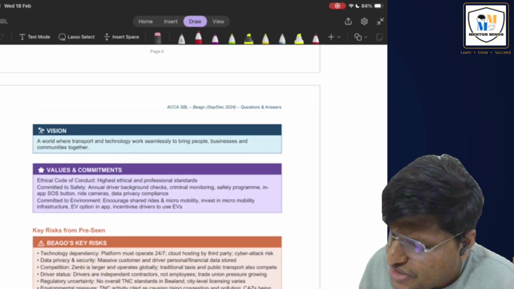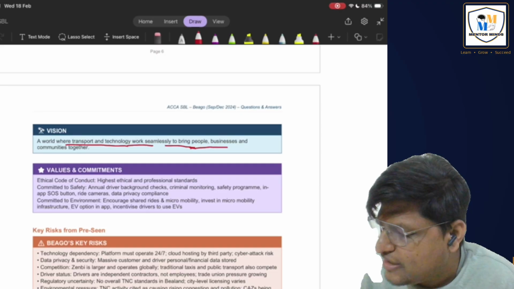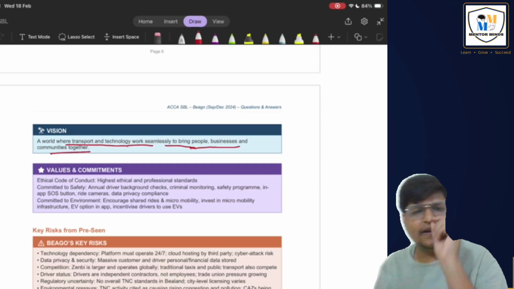What is the mission of the company? A world where transport and technology work seamlessly to bring people, business, and communities together.